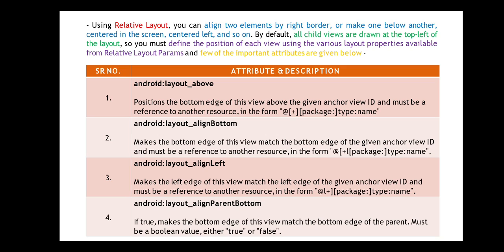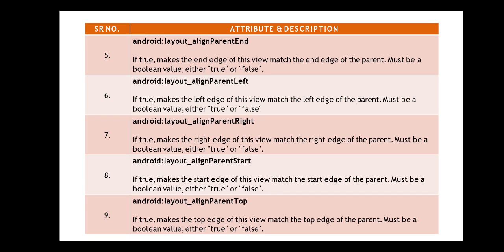Android layout align parent bottom, if true, makes the bottom edge of this view match the bottom edge of the parent and must be a boolean value, that is either true or false. Next, Android layout align parent end, if true, makes the end edge of this view match the end edge of the parent, and must be a boolean value, true or false. Android layout align parent left, if true, makes the left edge of this view match the left edge of the parent and must be a boolean value. Android layout align parent right, if true, makes the right edge of this view match the right edge of the parent and must be a boolean value, either true or false.